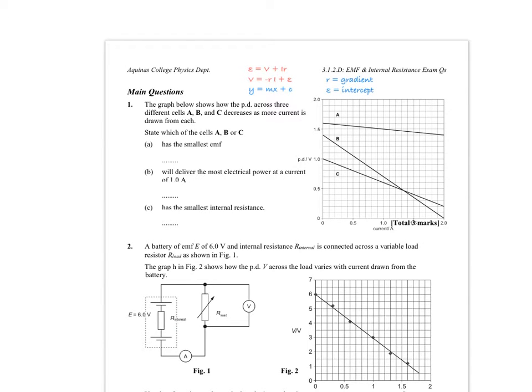So, which of these is the smallest intercept? The one with the lowest intercept is C. Which one delivers the most electrical power at a current of 1 amp? Well, power is current times voltage. So we've got the same current, so which is the greatest voltage at 1 amp? And that's going to be cell A. And then the smallest internal resistance is the one with the least gradient, so again that's going to be A.